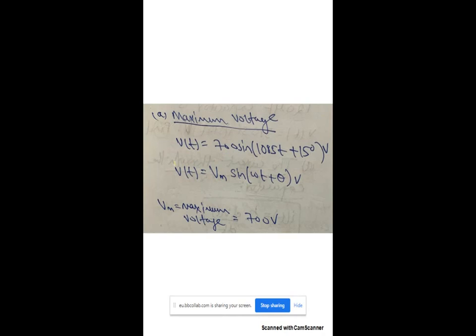This sinusoidal wave is represented with the help of the sine function. As I have told you, you can represent a sinusoidal wave either in sine or cosine. So here in the problem it is given in terms of sine. So what I have to do is write the sinusoidal wave equation: V of t is equal to Vm sine omega t plus theta, or actually phi. Theta or phi, these are called phase shift.